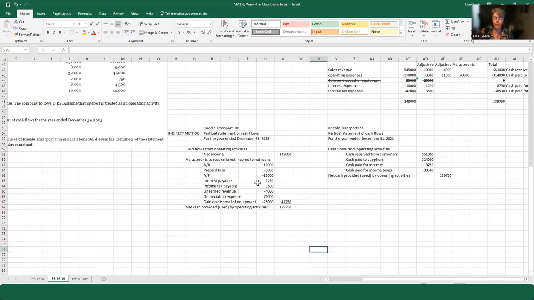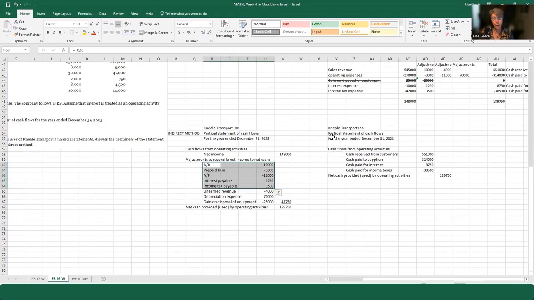The indirect method really focuses on the differences between net income and the cash flow from operating activities. So it actually shows you all the reasons why there is a change from accrual accounting to cash accounting down here. So what is the benefit of using the indirect method? I think the user can really see the link between the statement of cash flows, the statement of income, and the statement of financial position, because these accounts are from the statement of financial position. So they can see the connection between these statements.